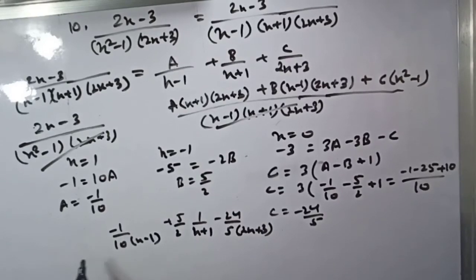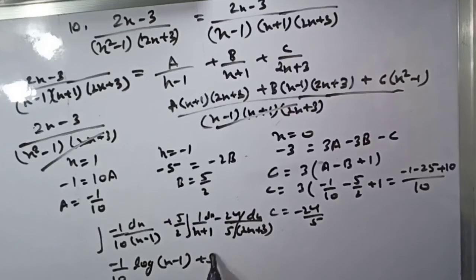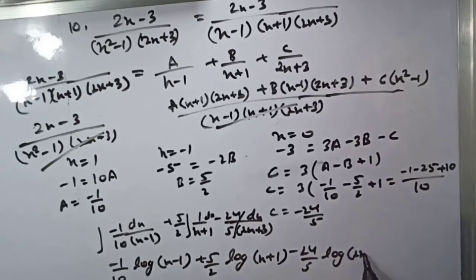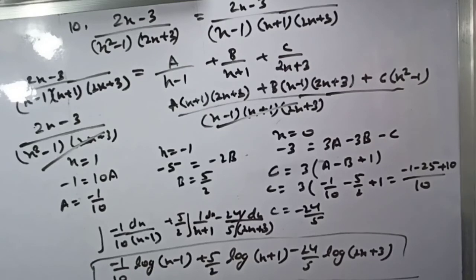Okay, so if you integrate these equations, here there will be dx. This is a constant term, so we take it outside the integration. So this is dx, this is dx, sorry for it. So we are applying the formula here. It is log of x minus 1, 5 by 2 log of x plus 1, and 24 by 5 log of 2x plus 3. Okay, so this is basically the answer of this question. Might be in your textbook the answers apply the log property over here, so there is some slight difference.